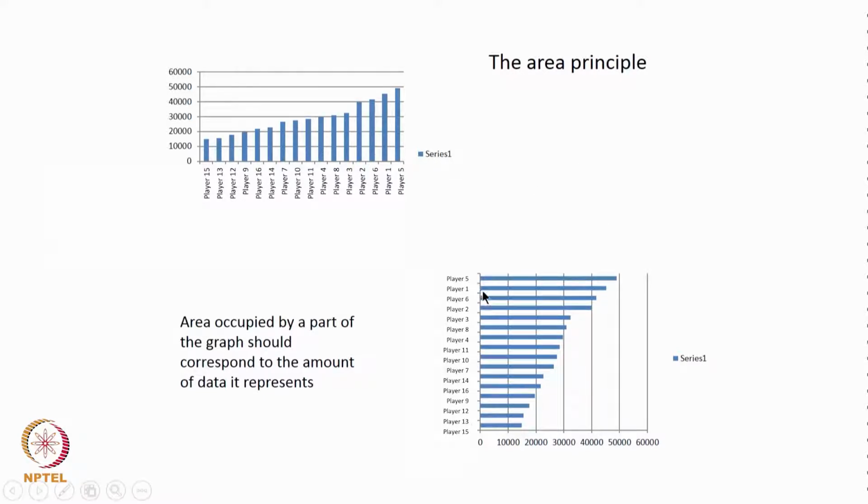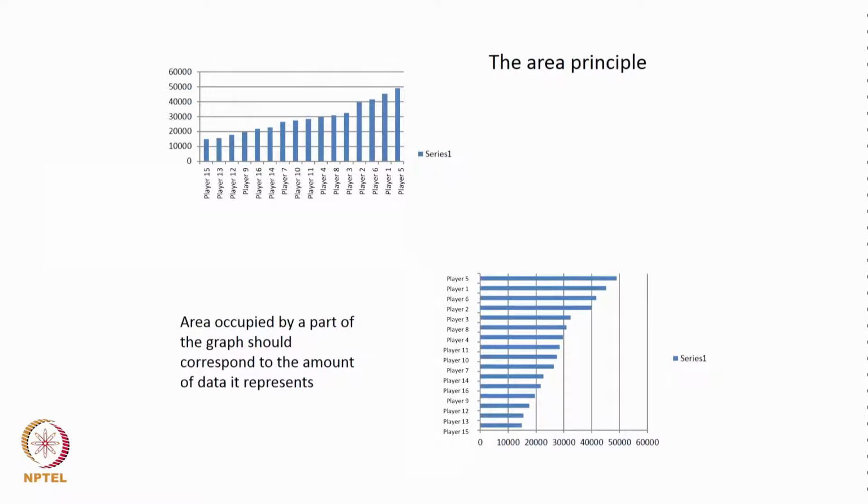It is also important to have the spacing between the bars the same, so that it is pleasing to the eye, but what is important is that the area occupied by the part of the graph should correspond to the amount of data it represents, which means the width of the bars has to be the same. Now, this is a vertical bar chart, this is a horizontal bar chart. We also often have this question: should I represent something as a horizontal bar chart or as a vertical bar chart?